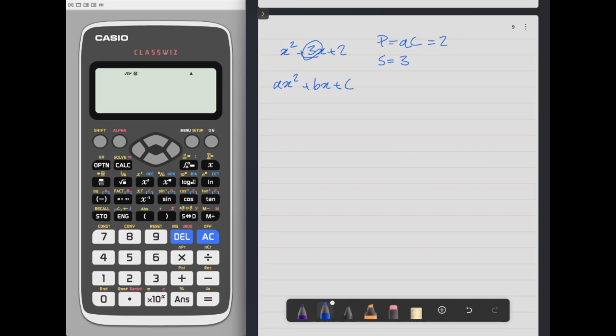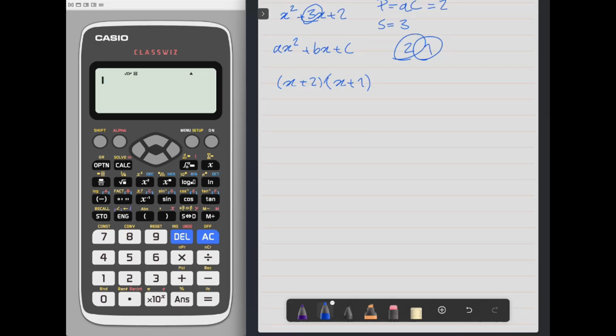Which are the two numbers, the product of which is 2, and the sum of which is 3? It is, of course, 2 and 1. So you can write it as x plus 2 times x plus 1, right? This is just a simple factorization, guys.